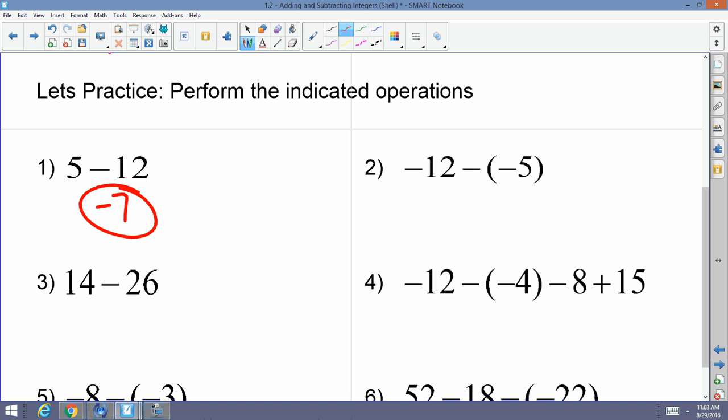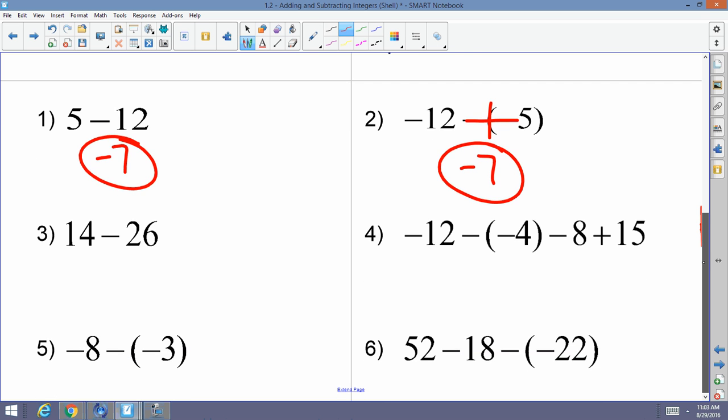I got negative 12 minus a negative 5. Well, a negative times a negative here becomes a positive, so this is negative 12 plus 5, which becomes negative 7. You're going to subtract as normal and keep the sign of the largest absolute value. 14 minus 26, this is going to be negative 12. 26 minus 14 is 12, but I have more negatives than positives, so it's negative 12. When the signs are opposite, you subtract as normal and keep the sign of the largest absolute value.